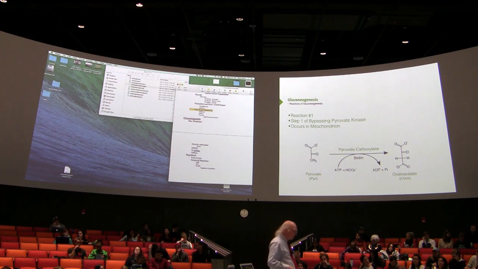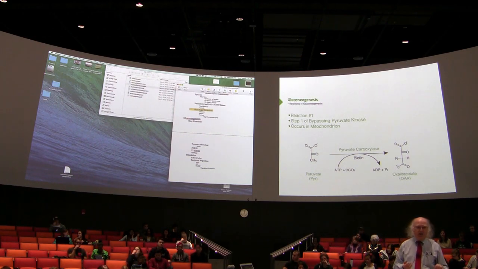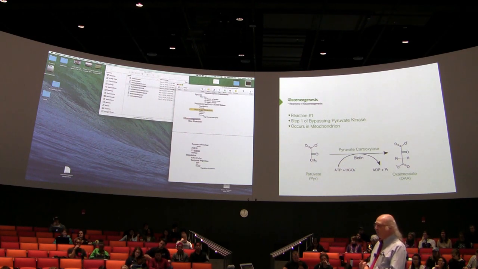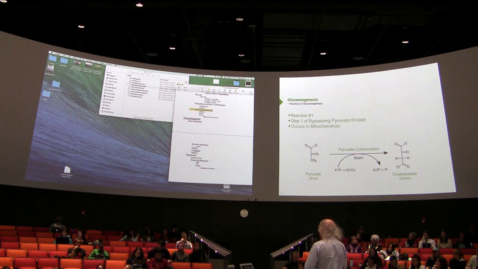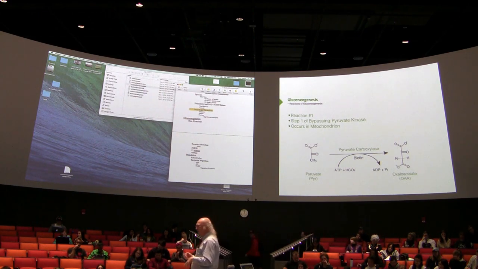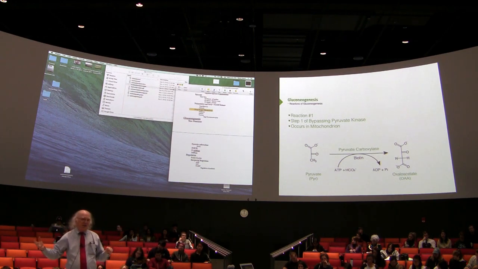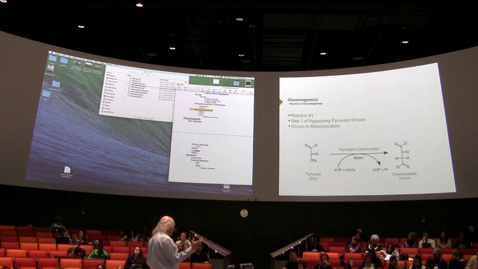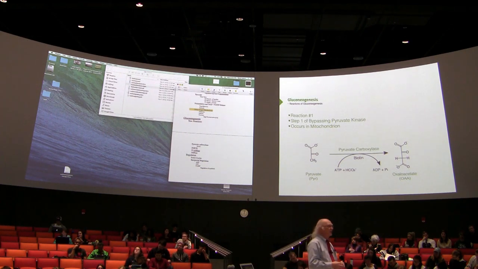So, back to pyruvate carboxylase. Pyruvate carboxylase is found in the endoplasmic reticulum. I'm sorry, it's found in the mitochondria. I'm totally screwed up. It's found in the mitochondrion, which means that this reaction occurs in the mitochondrion. After the oxaloacetate is made, the oxaloacetate is moved out into the cytoplasm for the next reaction. Okay? And we'll talk about that a little bit next term, actually.